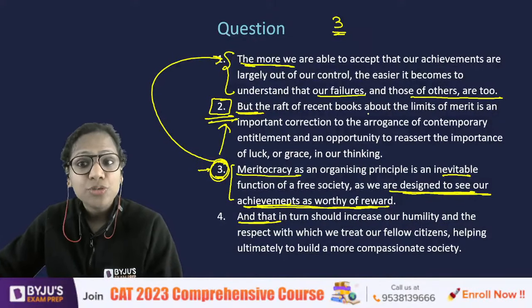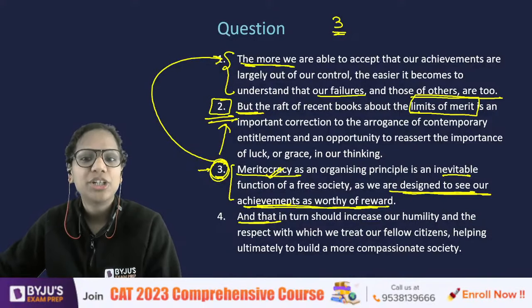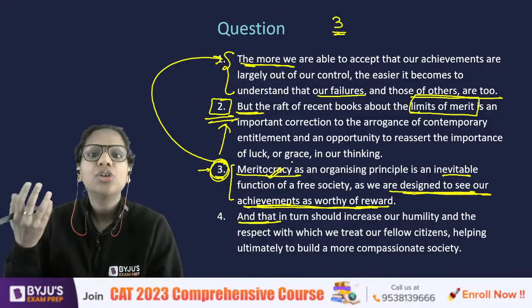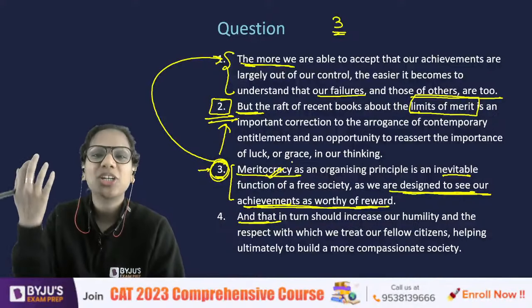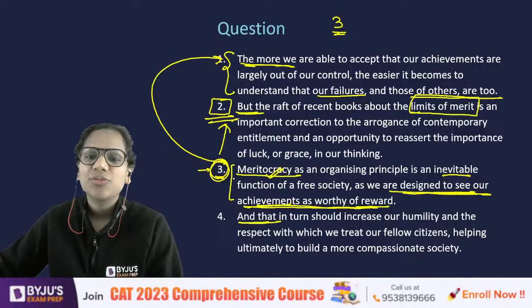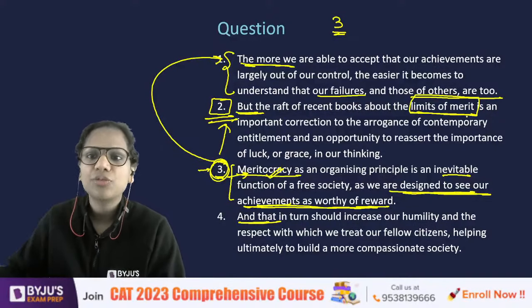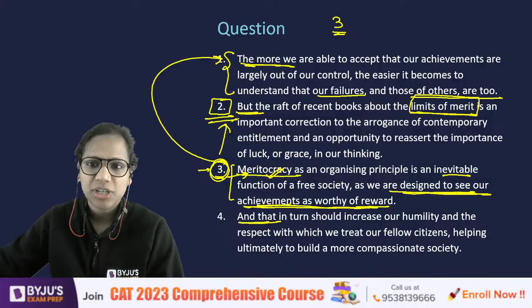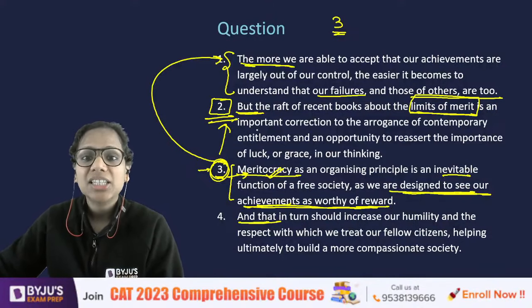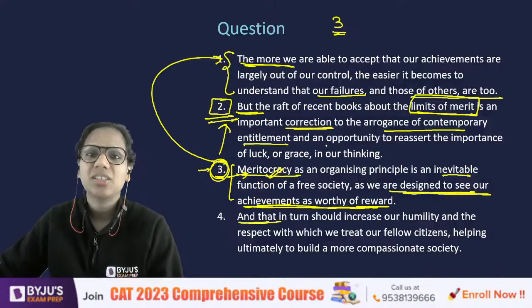But the raft of recent books about the limits of merit. So first I talk about meritocracy, which means rule by merit, or the most meritorious person occupying the highest position in the society. So we first talk about meritocracy, then we say that there are limits to merit, and the recent draft of books, they discuss these limits of merit, and this is an important correction to the arrogance of contemporary entitlement, that if I have made an effort, I deserve a reward.